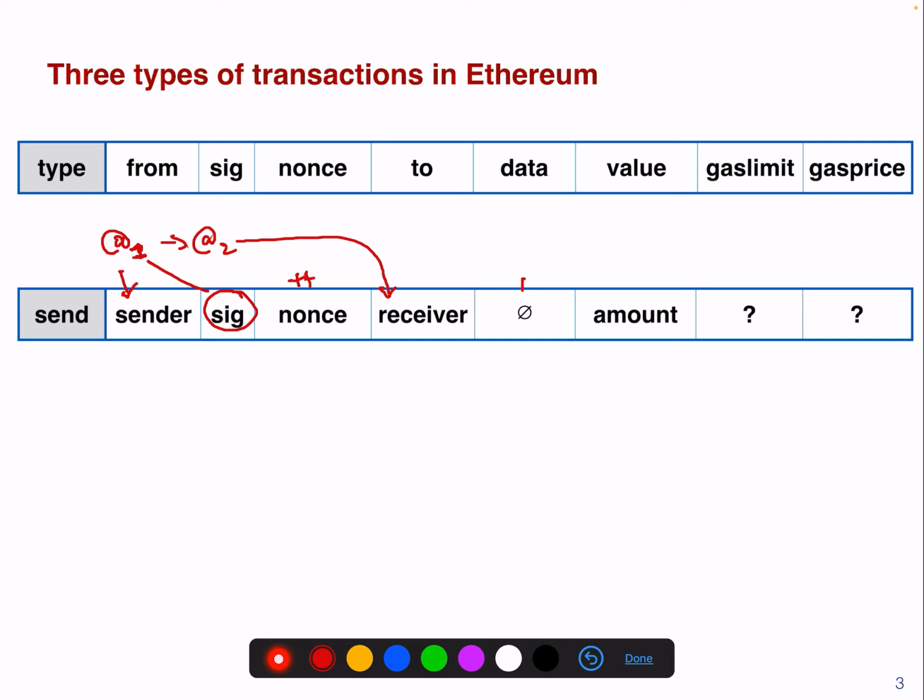There's no data, right? Because we don't have any data that we want to send. And the amount is the amount of ether that you want to send from address 1 to address 2. Now, the gas limit and the gas price here, these can be set by yourself. So typical values, I think, for a simple send, because this is a simple send operation, right? It doesn't have any data, so it's not very expensive. I think when you pay, for example, 30,000 gas, that should certainly work.